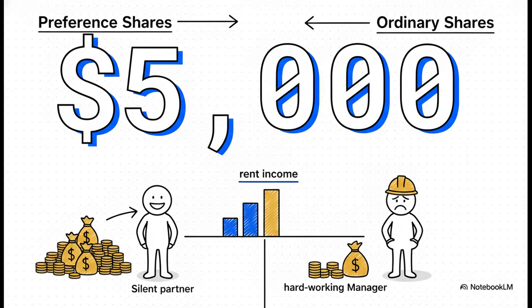Let's put a hard number on that contract. Say your silent partner is guaranteed the first $5,000 of rent every single month. They get this before you see a single cent. Now, if the building has a rough month and brings in exactly $5,000, well, your silent partner still gets paid in full. But you, the hardworking manager who took all the operational risk, you go home completely empty-handed. That right there is the exact trade-off between ordinary and preference shares.